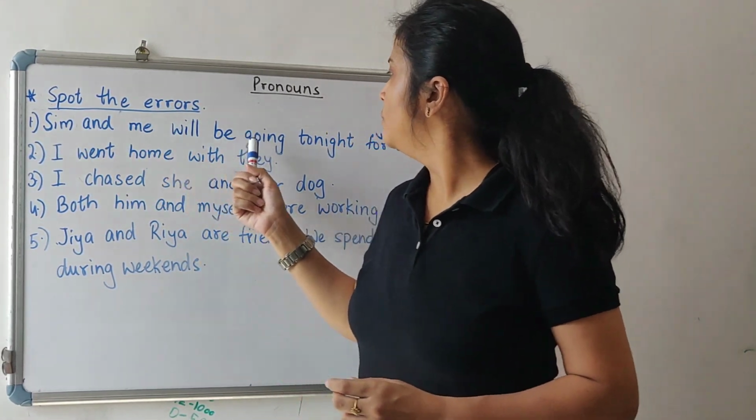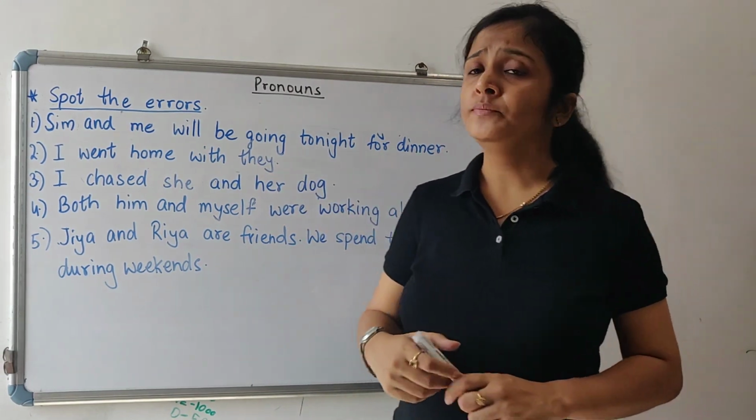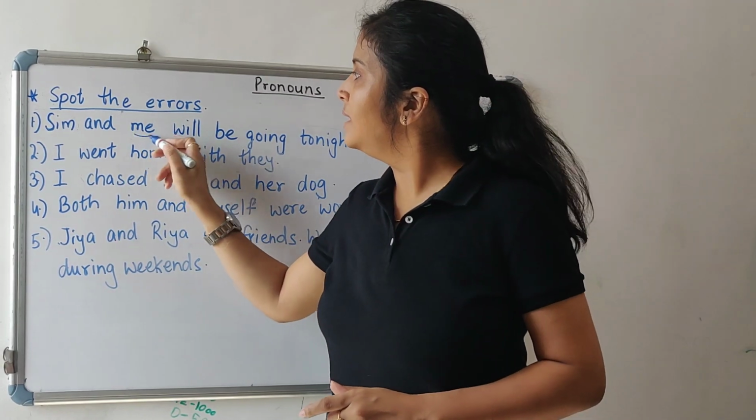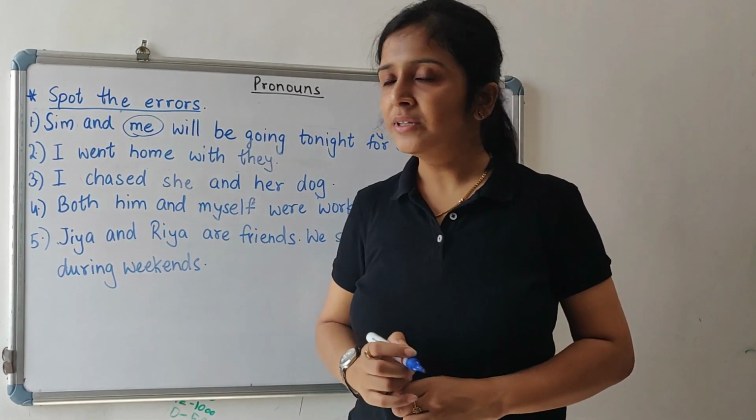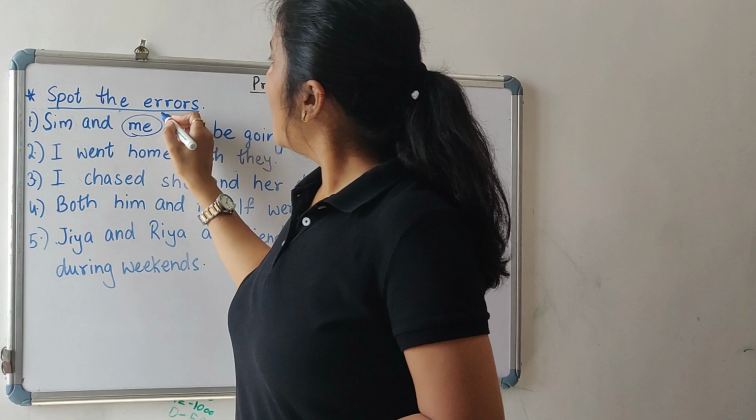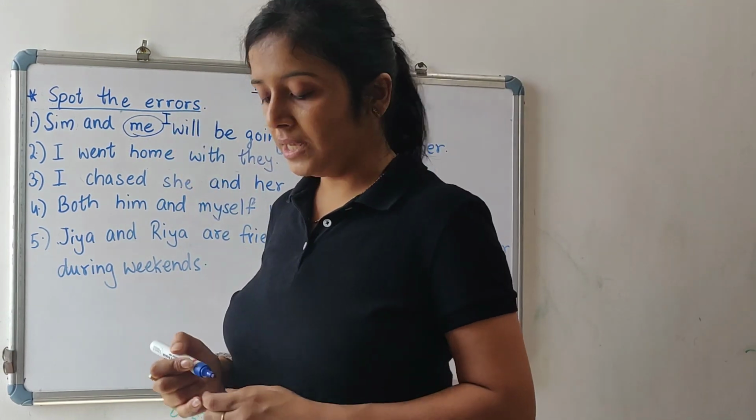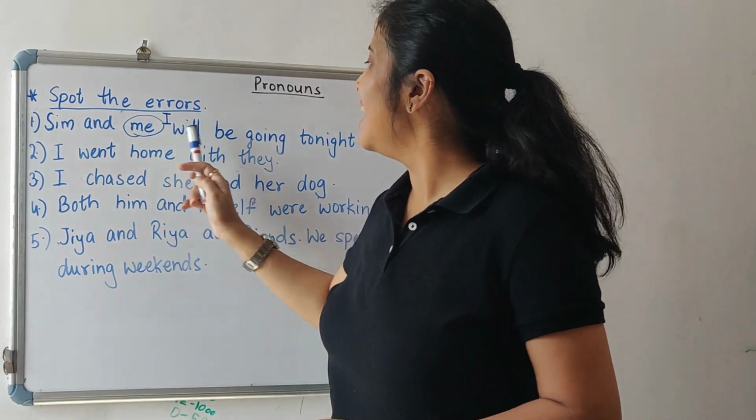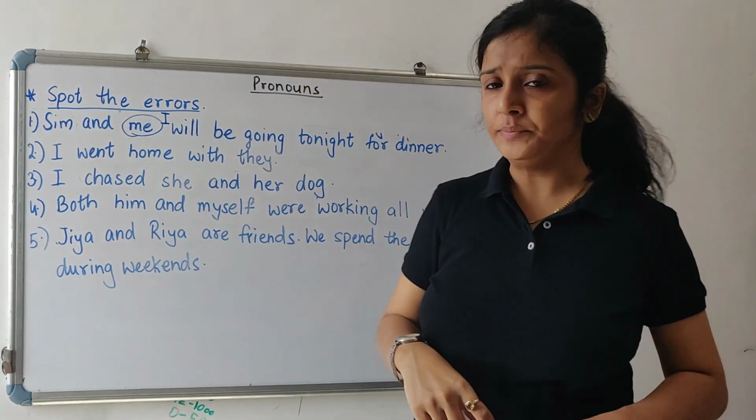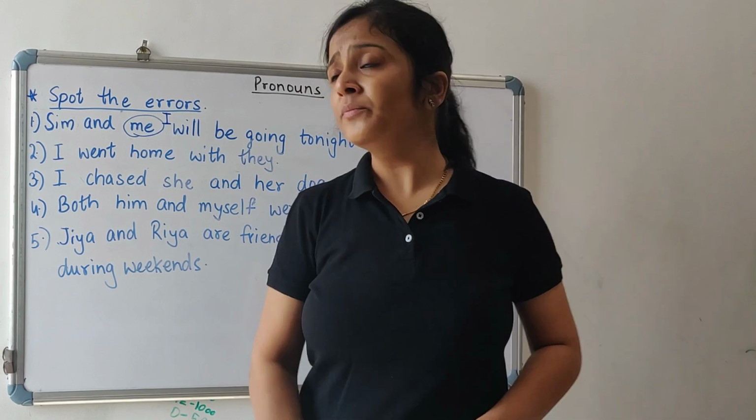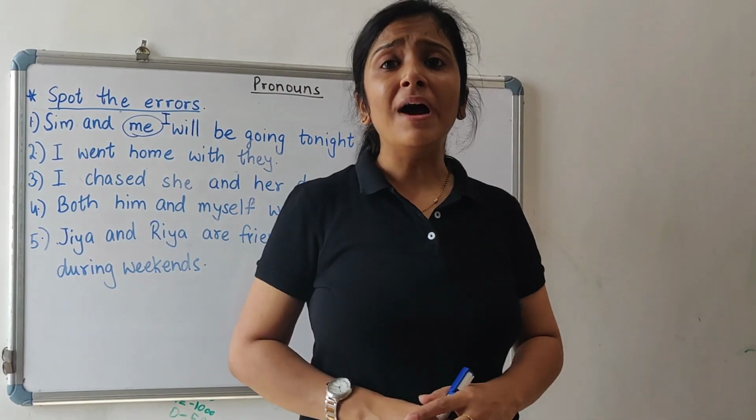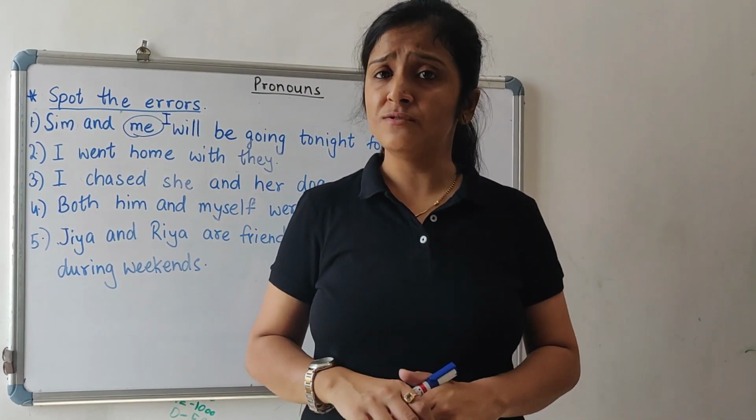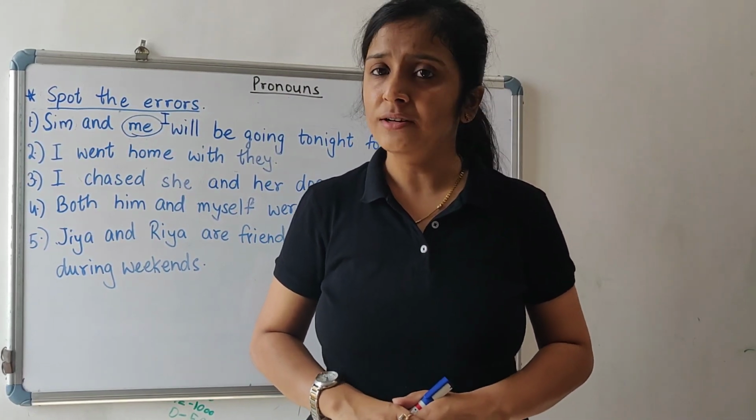Sim and me will be going tonight for dinner. So Sim and me. Now me cannot be used. Instead I should be used instead of me, and then the sentence should say Sim and I will be going tonight for dinner. Now the homework is find the reason why I is used over here, and for the rest four you have to find the reason as well as spot the errors.